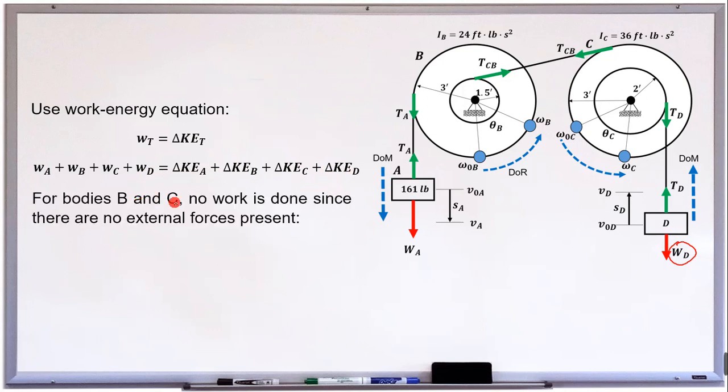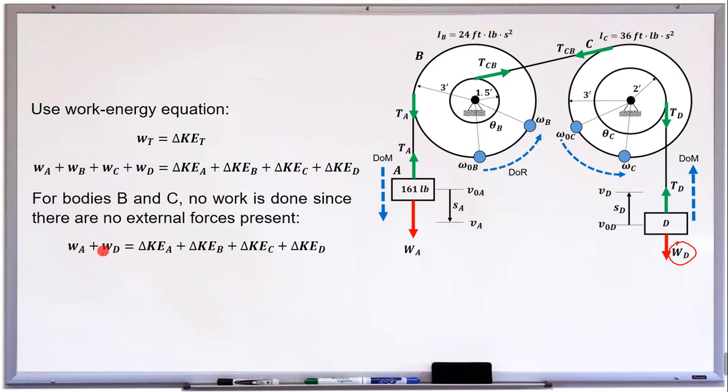Next, for bodies B and C, no work is done since there are no external forces present. It was also not stated in the problem that we have some frictional forces on the bearings of these two rotating cylinders. So therefore, it does not have any mechanical work. So the only mechanical work present is the work on block A and block D.